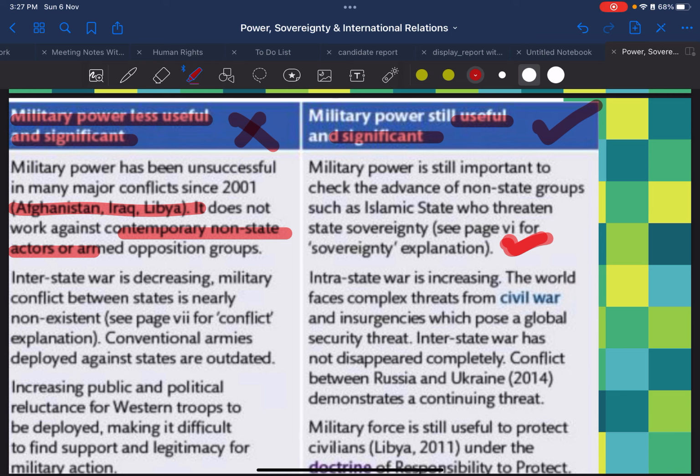The second one talks about interstate war. What is interstate war? The war between two countries. What is intrastate war? War within a country. Remember, interstate is between two countries or amongst countries, and intra is within a country. This claim says that interstate war is decreasing, but you have the example of Russia and Ukraine, so you can definitely counter this claim. Here it says that intrastate war is increasing, and for this you require weapons. And here it says that you do not require weapons because this is decreasing.